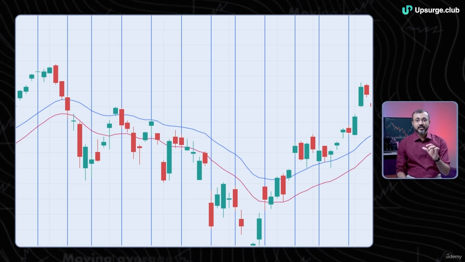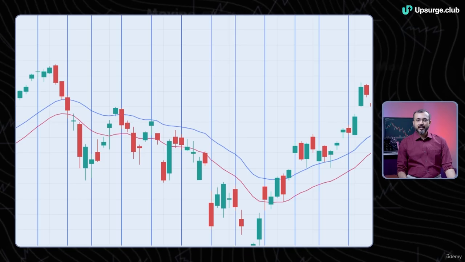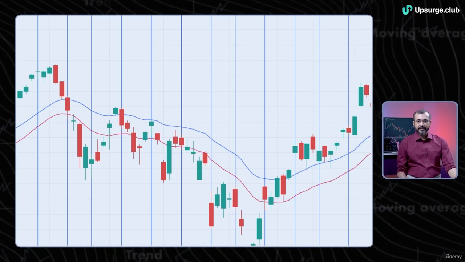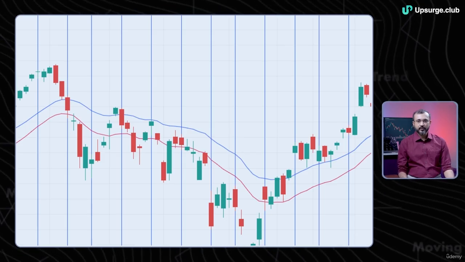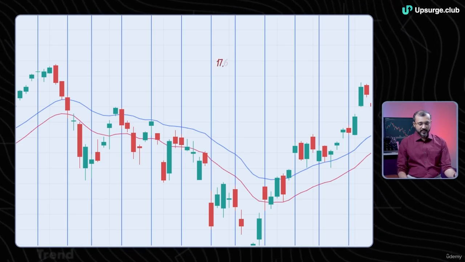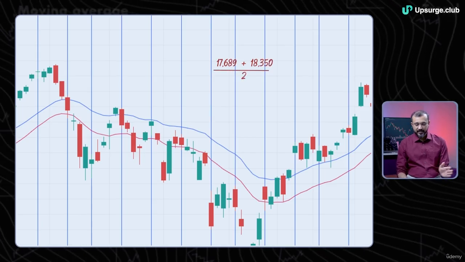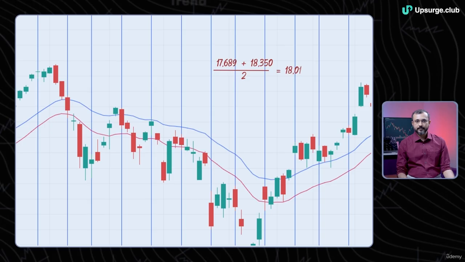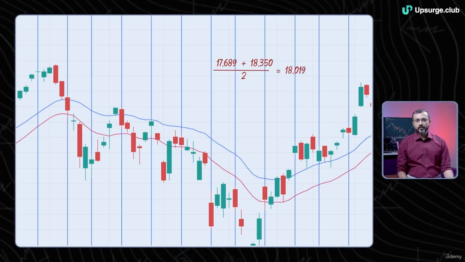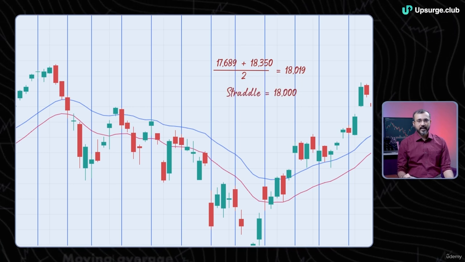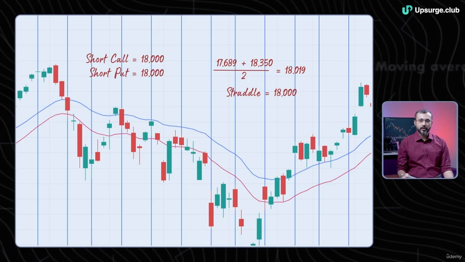But now if we are trading straddles, we have one more calculation to do. As we know the range, we know the high and low values of that range, we'll sum it up and divide it by 2 so that we get a median value. So adding 17,689 plus 18,350 gives us a median range of 18,019. 18,019 is very close to 18,000. So we select 18,000 straddle. We select 18,000 call, we select 18,000 put and we short them.